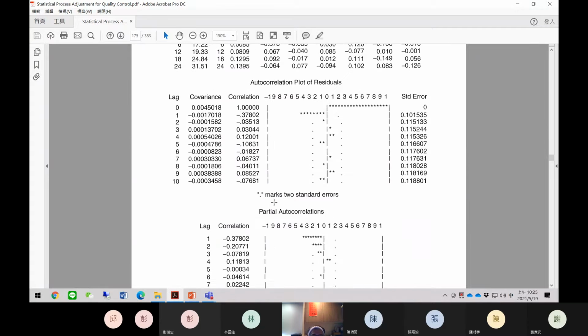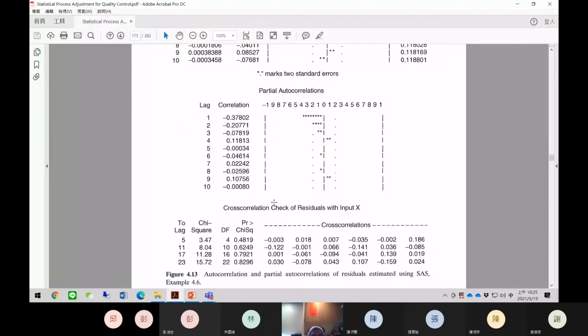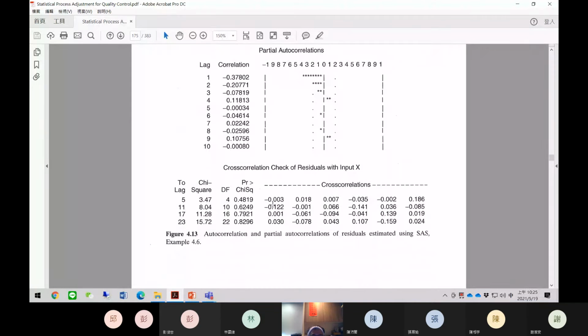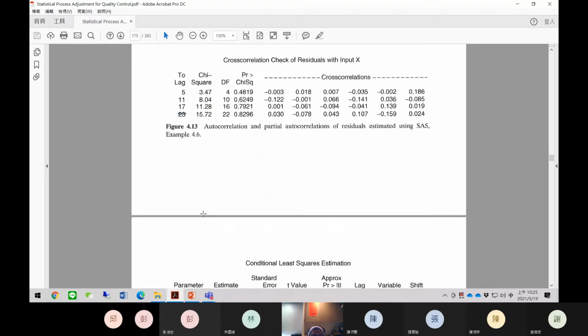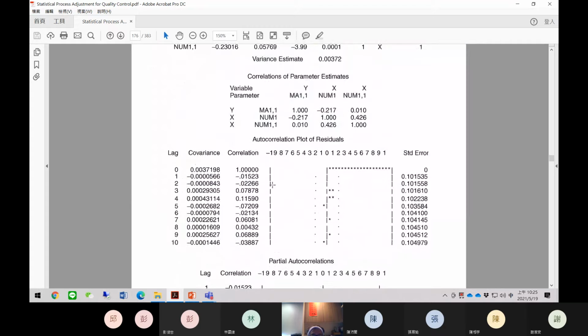Q2. Would you check the textbook? Let me find that number. Yeah, right here. 23 should be the 15.72. Correlation check of the residual with the input variable. The cross correlation should be this 15.72. Yes, it's right here. This is a partial correlation. Yes, right here. 15.72.